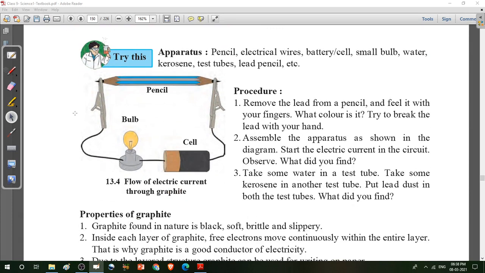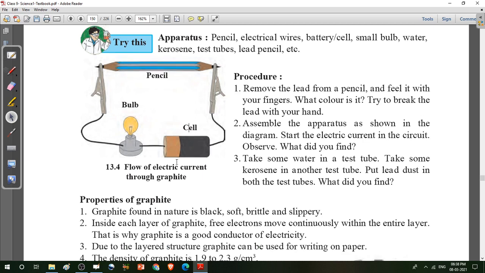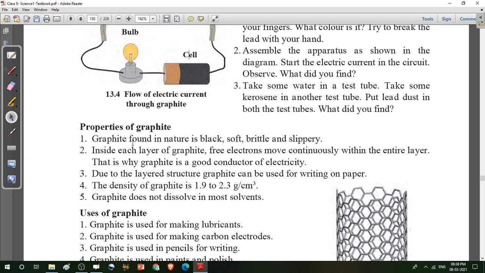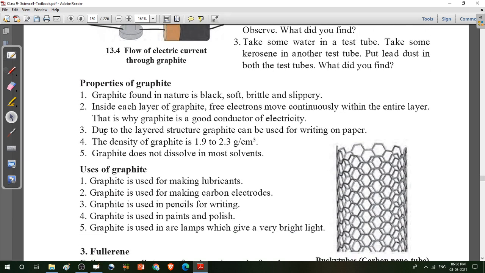Here there is one activity, but this Try This activity has been reduced from our syllabus for this year. So we will just go through our textbook and move on to the next heading. I request you, dear students, please open your textbook to page number 140.